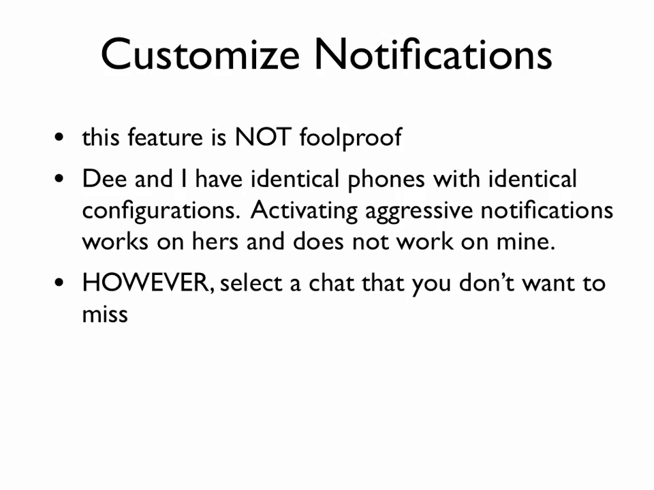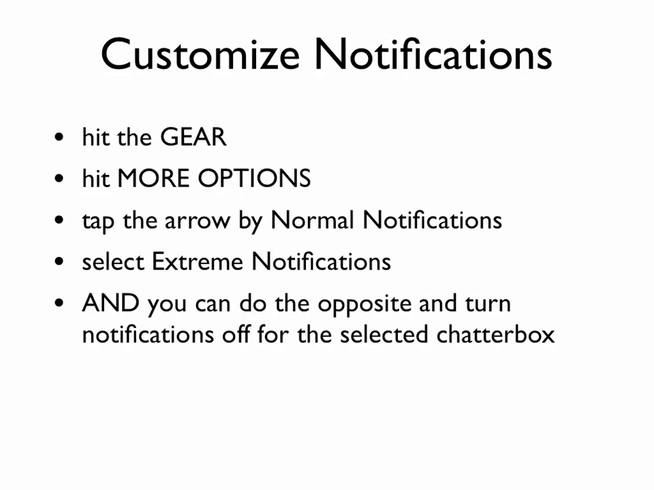So if there's a chat that's really important to you and you don't want to miss it, hit the gear in the upper right corner, hit More Options when you're in that chat, and tap the arrow by Normal Notifications and select Extreme. And you can do the opposite. You can turn notifications off for the selected chatterbox.